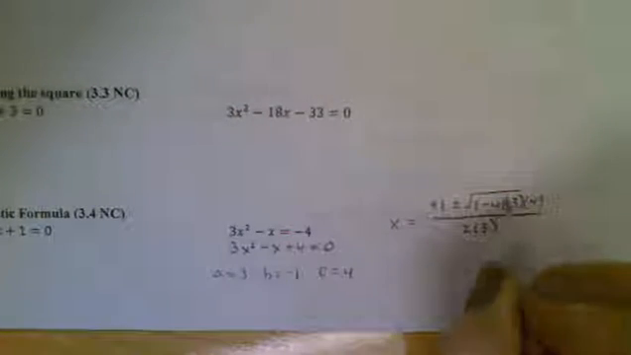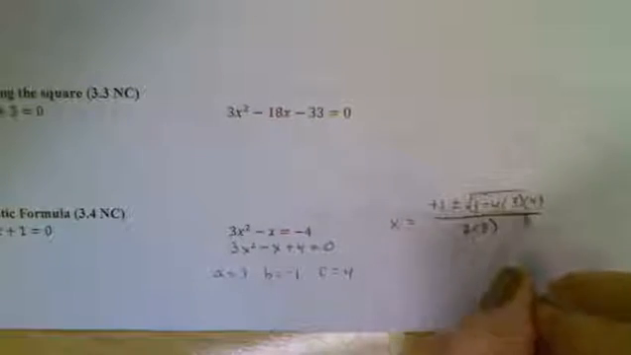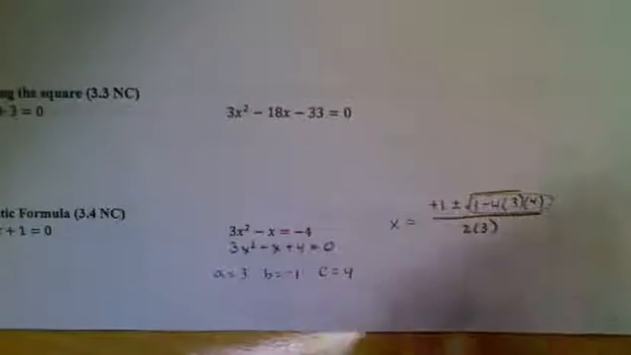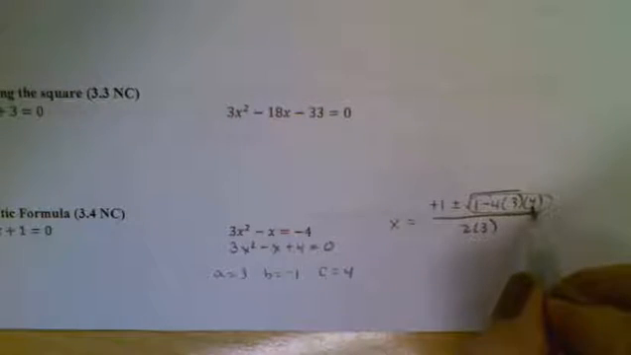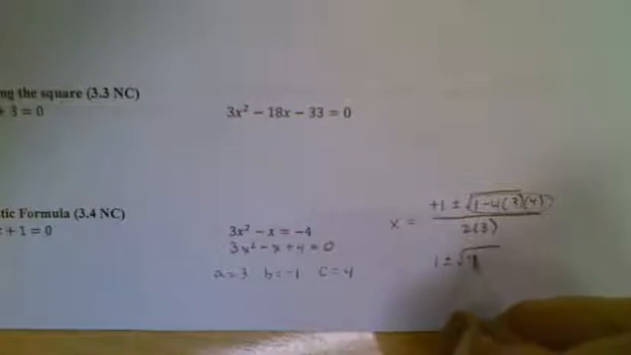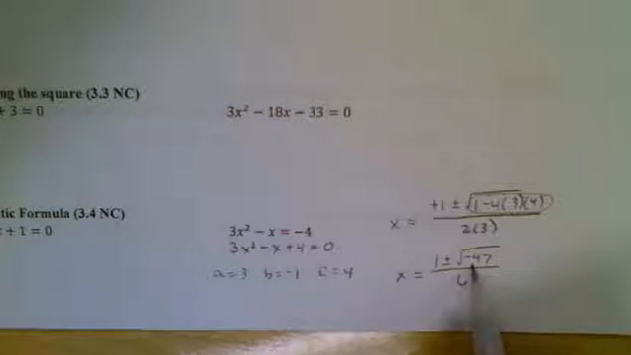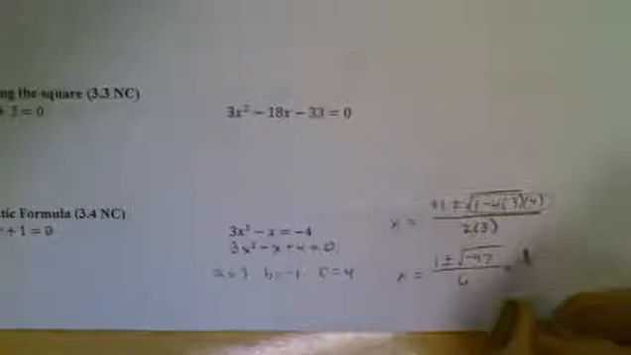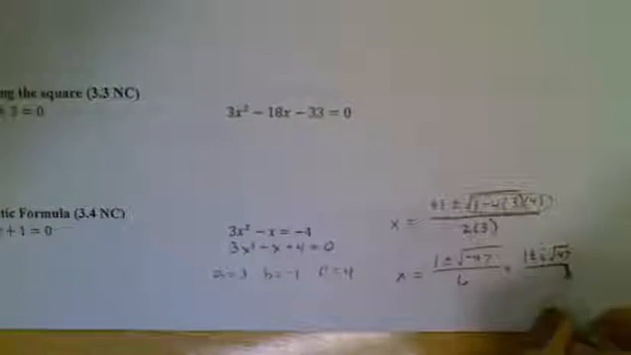All right, now we need to do the arithmetic, and again, this is non-calculator, so you have to do this without your calculator. I would definitely do what's under there first. So 4 times 3 is 12. 12 times 4 is 48. So I need to take 1 minus 48. That would be a negative 47. And down here I need to take 2 times 3 and get 6. Again, I'm dealing with a negative radical, so I can write that as 1 plus or minus i square root 47 all over 6.